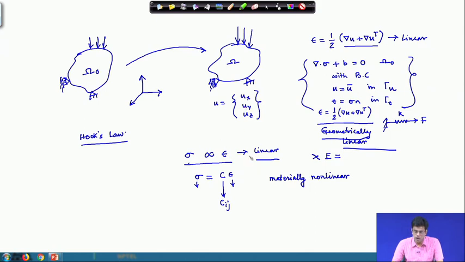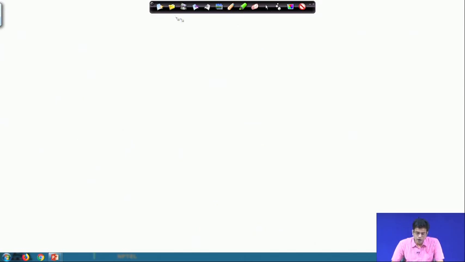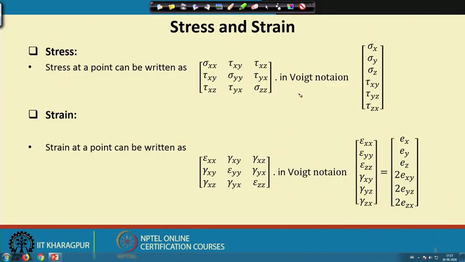So, in this module basically we will study the stress strain relation for a linear elastic material. Now, the word linear elastic here implies that it is a geometrically linear problem as well as a materially linear problem, right. So, now if we proceed, naturally the stress strain relation will be different for a different material.